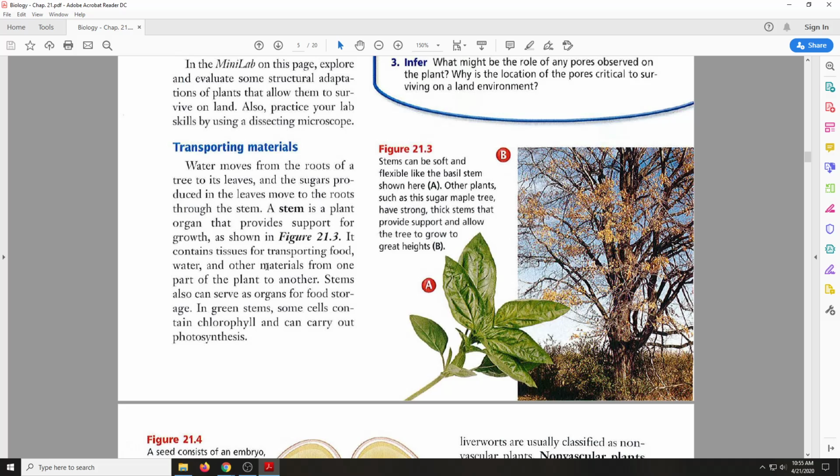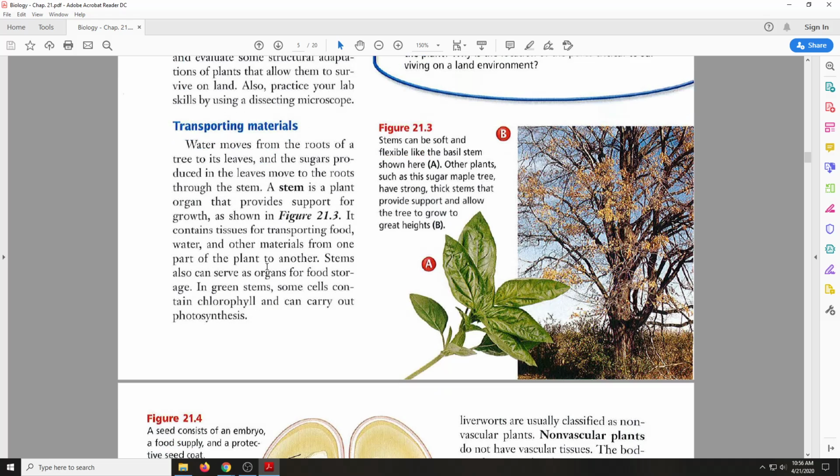Something else that plants do, this one might not be as obvious: water moves from the roots of trees to the leaves. And the sugars produced in the leaves move to the roots from the stem. I'm sorry, I said that backwards. So water goes from roots up and sugar goes from leaves down, which means there has to be some way of transporting all of this material.